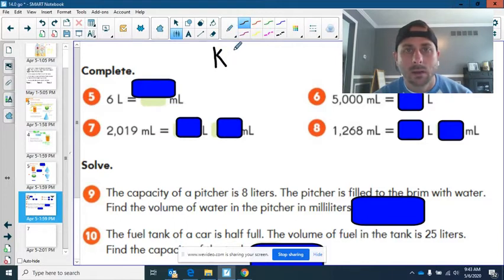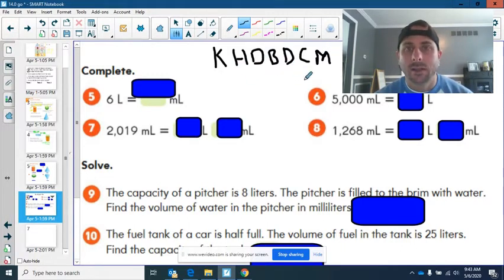King Henry died by drinking chocolate milk. This is not true. That's not how King Henry died. This is just an acronym to help us remember kilo, hecto, deca, base, deci, centi, milli. And the bases are either liters, meters, or grams typically.